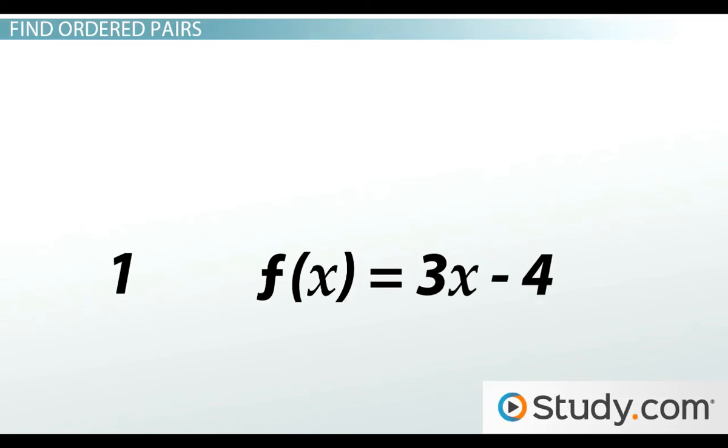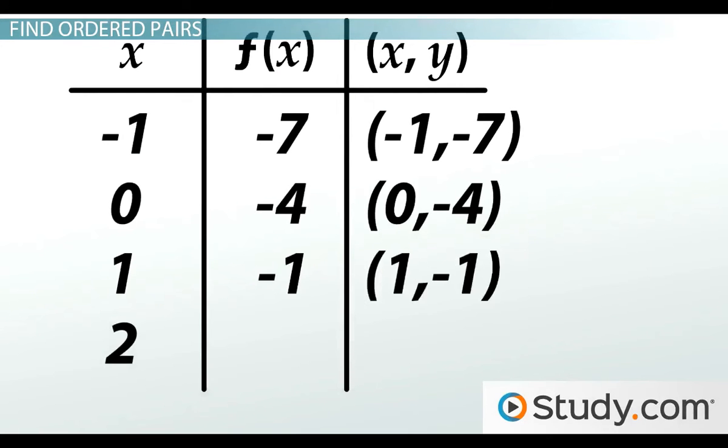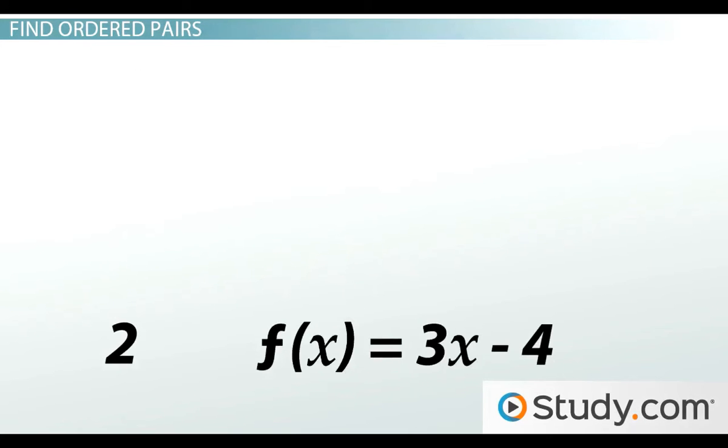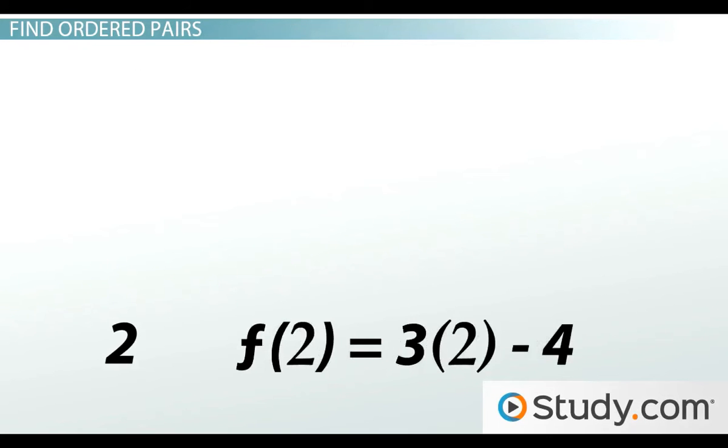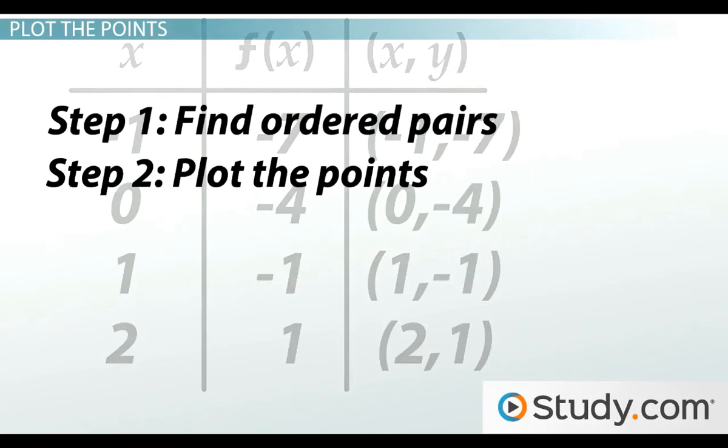Next is 1. F of 1 equals 3 times 1 minus 4. That's going to be -1. Finally, there's 2. F of 2 equals 3 times 2 minus 4. That'll be 2. Okay, we have our points. Now comes step 2, plot the points.